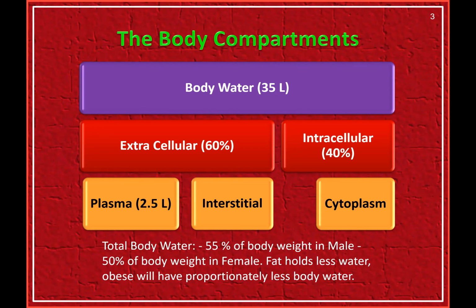Intravascular, we have 5 liters of blood. The liquid part of it is 2.5 liters. So interstitial fluid is the remaining component. You can see the major component of water is in the interstitium and of course in the cells. The little bit of water in the intravascular compartment is very well balanced between the interstitium, the cytoplasm and the plasma. Total body water is 55% of body weight in male, 50% in female. Fat holds less water. That is the reason in obese people the water content will be less. They can easily get dehydrated. So obese people, okay? Remember that.